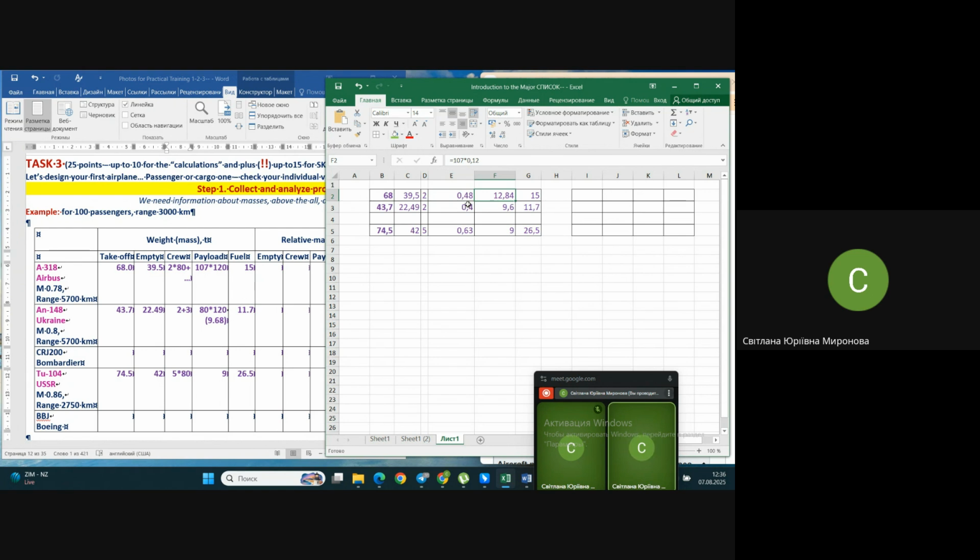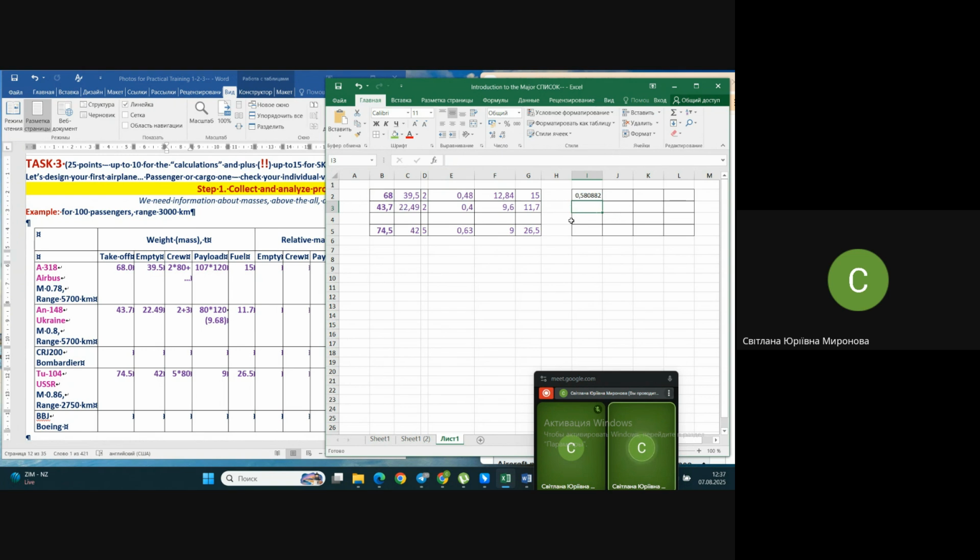After this, we see, you see it practically what I did, 107 to 0.12, and for each place it is like this. And finally, we have fuel. What next? Next, we need to calculate the relative weights. Those relative weights are, look, the relative weight of structure plus equipment, that one divided by the maximum weight, the takeoff weight.